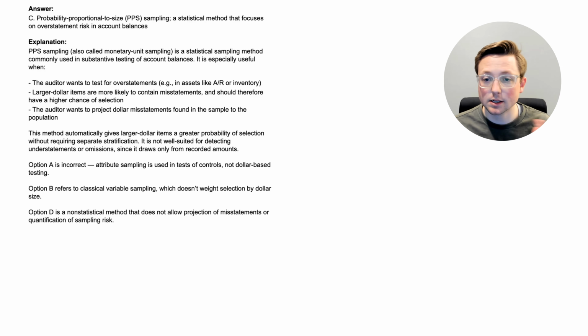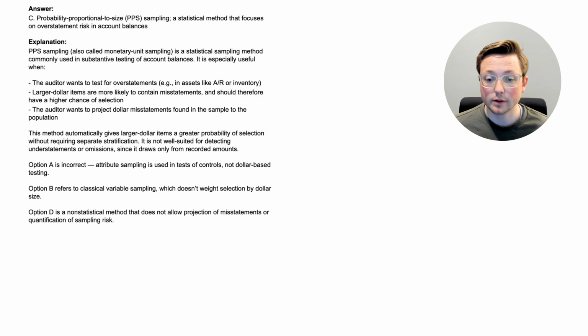This is a statistical sampling method commonly used in substantive testing of account balances. It is especially useful when, first, the auditor wants to test for overstatements, and that would be things like assets such as accounts receivable or inventory. It's also useful when larger dollar items are more likely to contain misstatements and should therefore have a higher chance of selection. And it's also useful when the auditor wants to project dollar misstatements found in the sample to the population. This method automatically gives larger dollar items a greater probability of selection without requiring separate stratification.